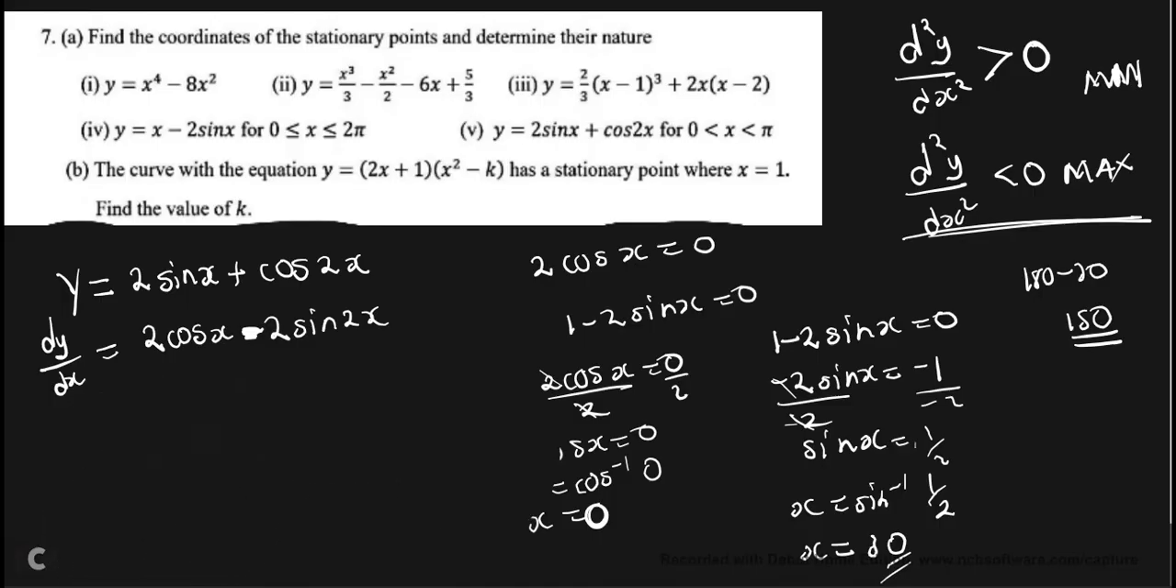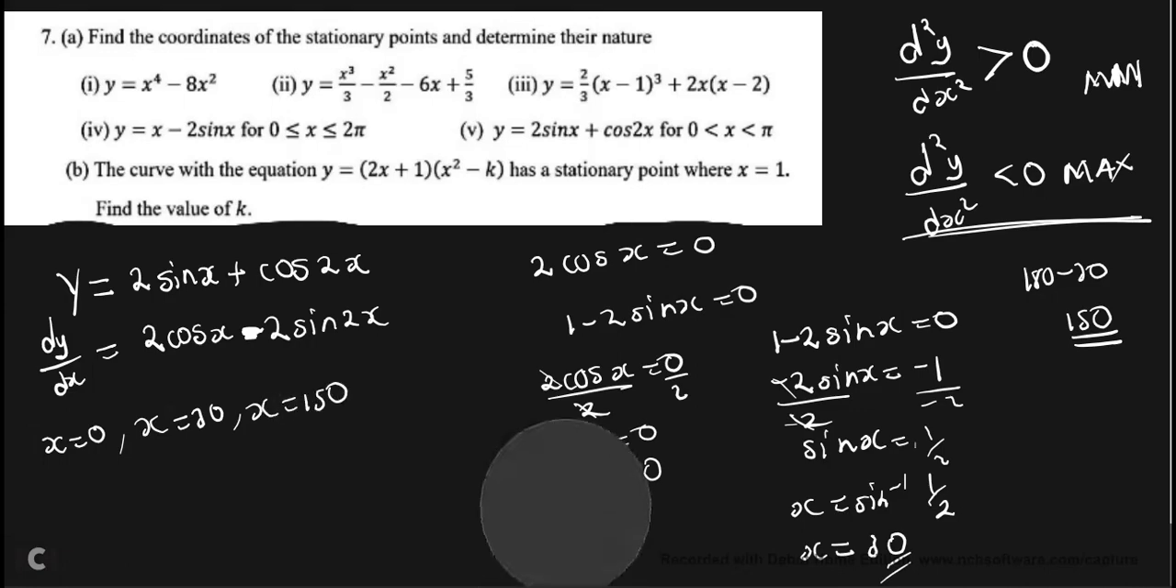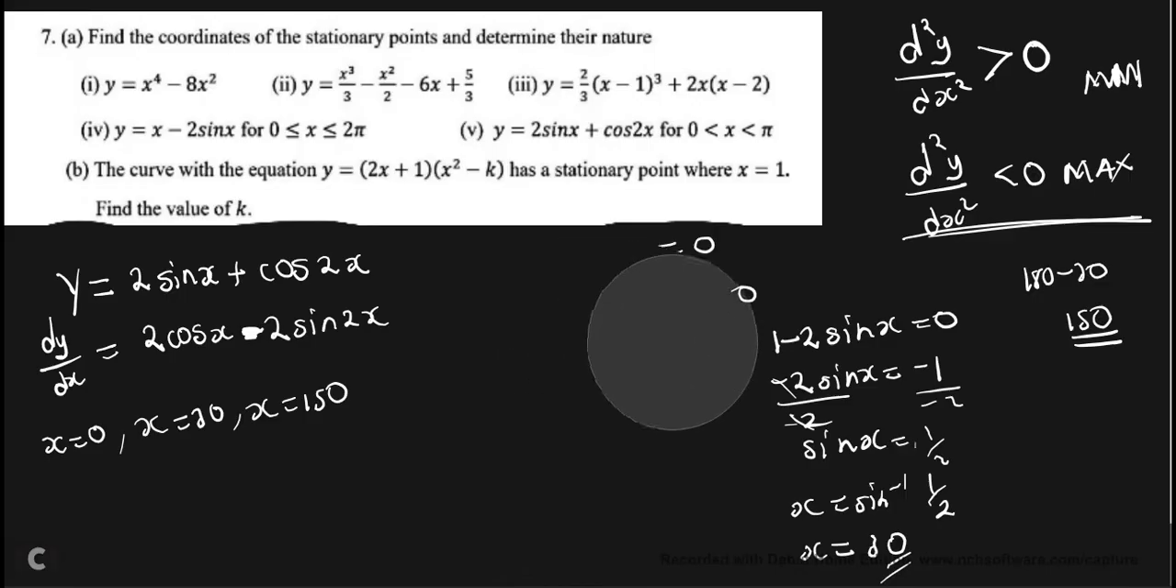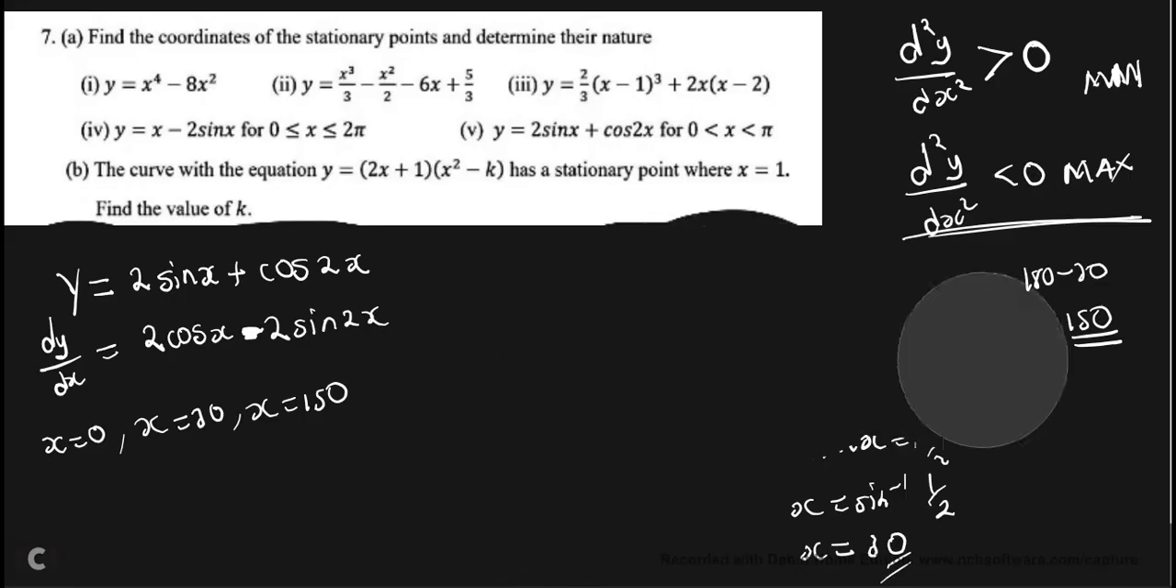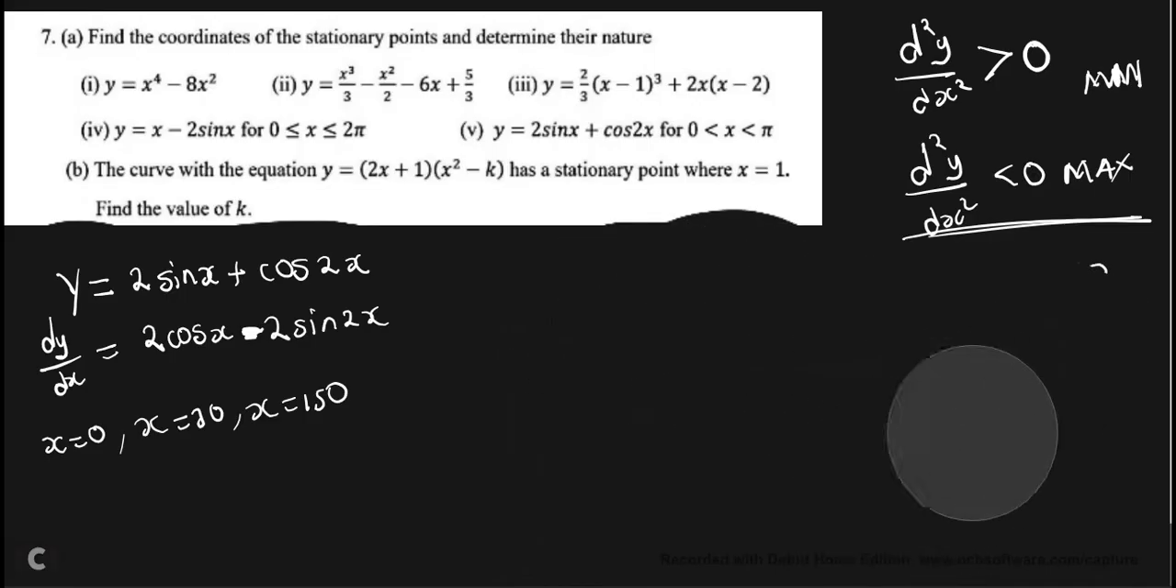You have all the answers, right? Which is x equals 0, then x equals 30, then x equals 150. After you have all the answers, we need to determine whether each one is a maximum or a minimum. So the question is, how do we do that? We need to differentiate for the second time.